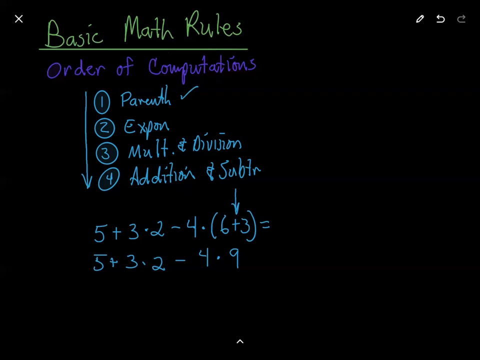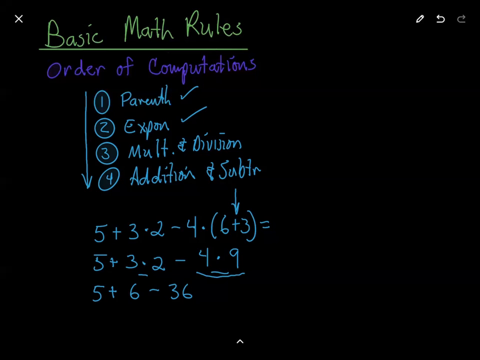Any exponents we don't have in this formula, so that's out. Then we do multiplication and division next. We have two signs of multiplication, this one and this one, so we'll do those first. So 5, we'll carry that down. 3 times 2 is 6, minus 4 times 9 is 36. You see how this one in particular we needed to multiply first. If we didn't, 2 would have been subtracted from 4, and then that answer would have been multiplied by 9, and that would have made it an incorrect response. So order of computation is really, really important.